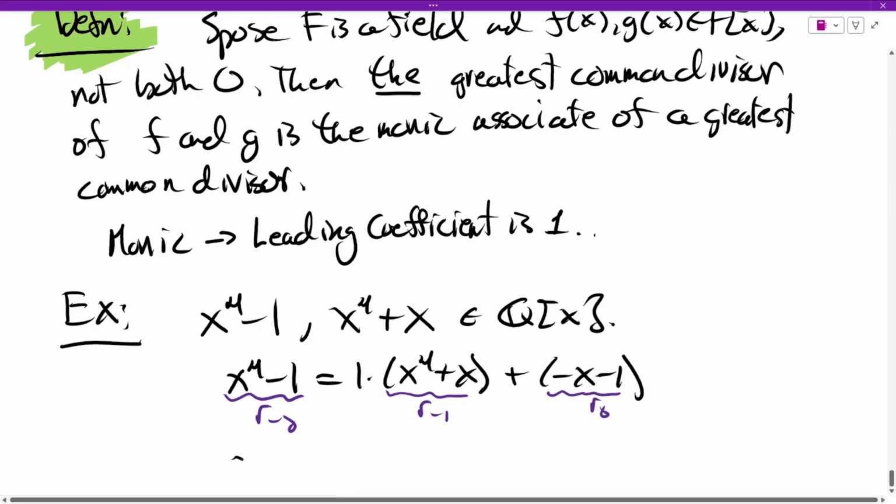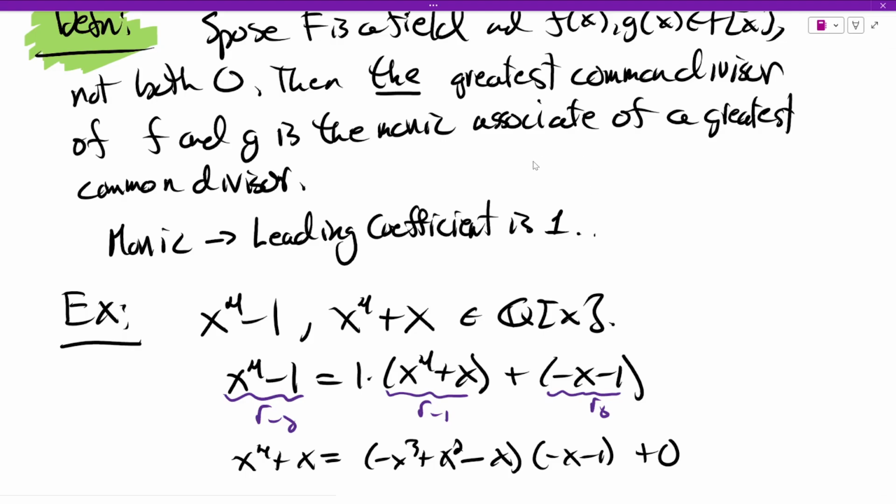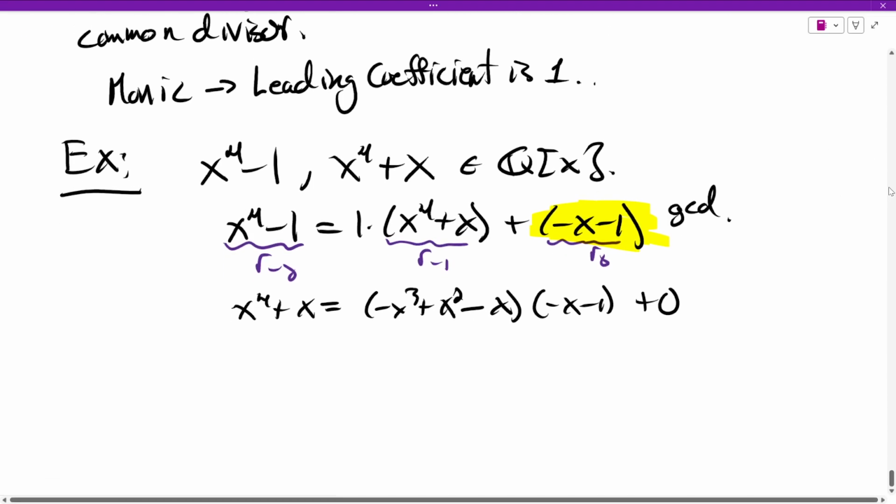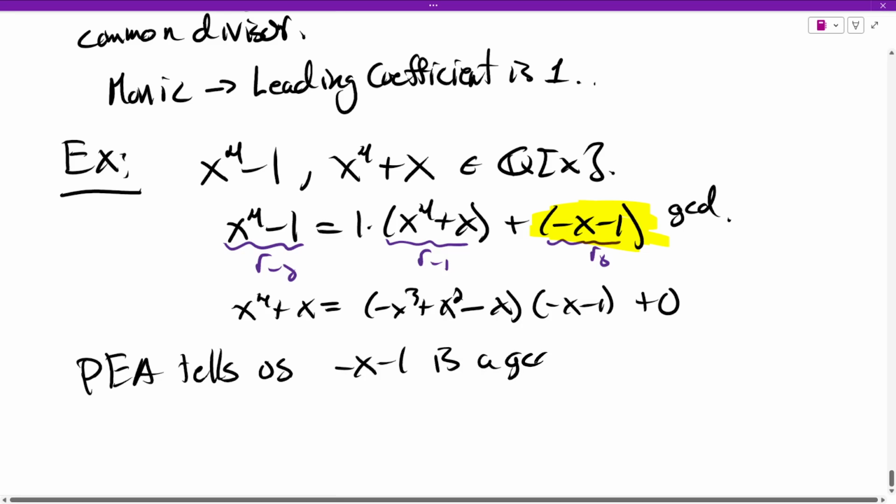If we divide r0 into r negative 1 now, we're going to find we get negative x cubed plus x squared minus x times negative x minus 1 plus 0. We got 0. So the GCD is the previous step. So our greatest common divisor is here. This is the GCD. And I guess I said "the", but it's not the, it's a GCD. So the polynomial Euclidean algorithm tells us that negative x minus 1 is a GCD. It is not the GCD, though.